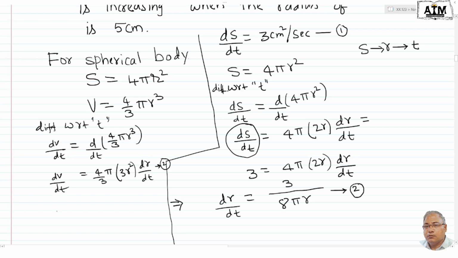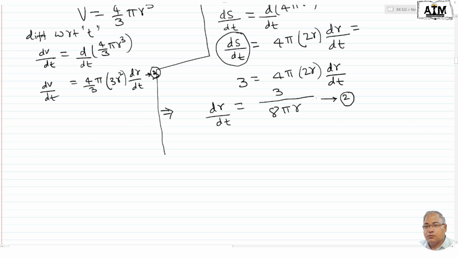Call it equation number 3. So we have equations 2 and 3. Now putting the value of 2 in equation 3, we get dV by dt equals 4 divided by 3 pi multiplied by 3r square, and dr by dt is nothing but 3 divided by 8 pi r. So dV by dt is the rate of increase of volume of the spherical body.